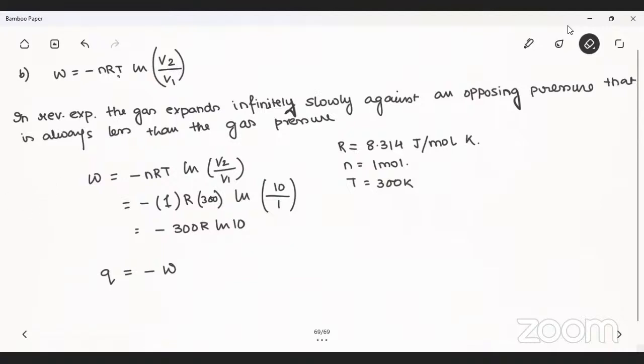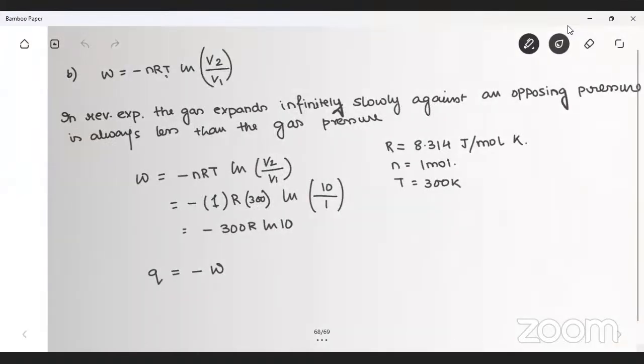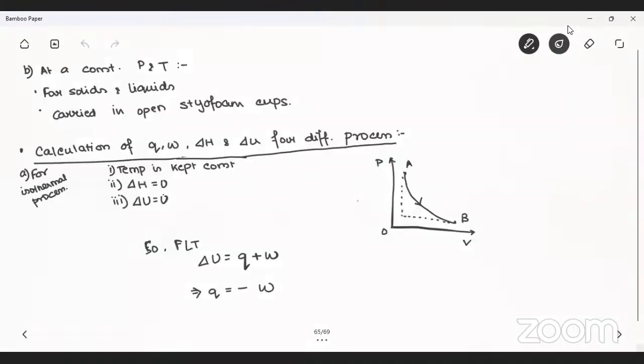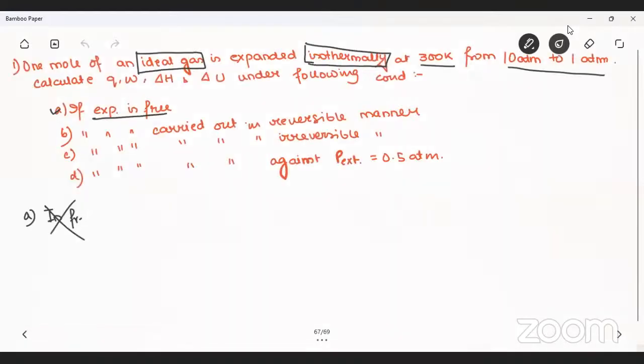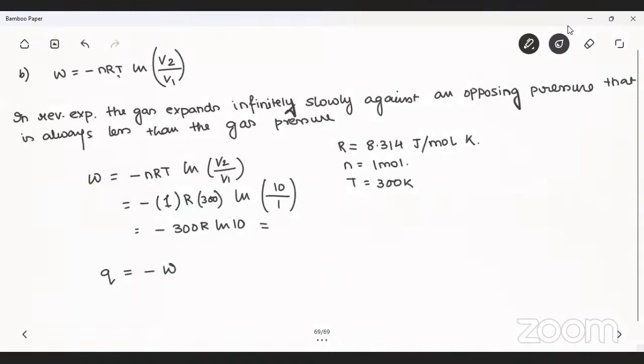So for Q, we know that Q is the negative of work done. We just did the question here. Q is equivalent to negative work done for an isothermal process. Whatever work done you calculate, suppose it comes as minus x. Then minus of minus x will be x. Is this part clear? How to calculate the heat transfer?